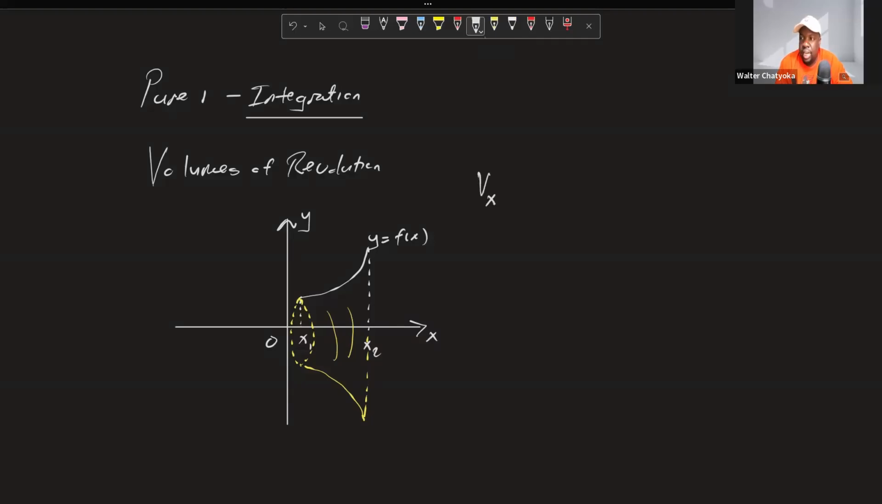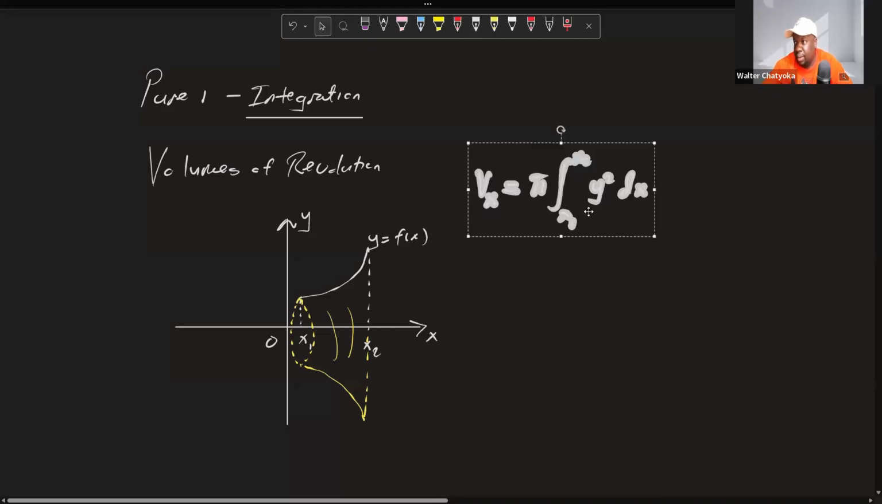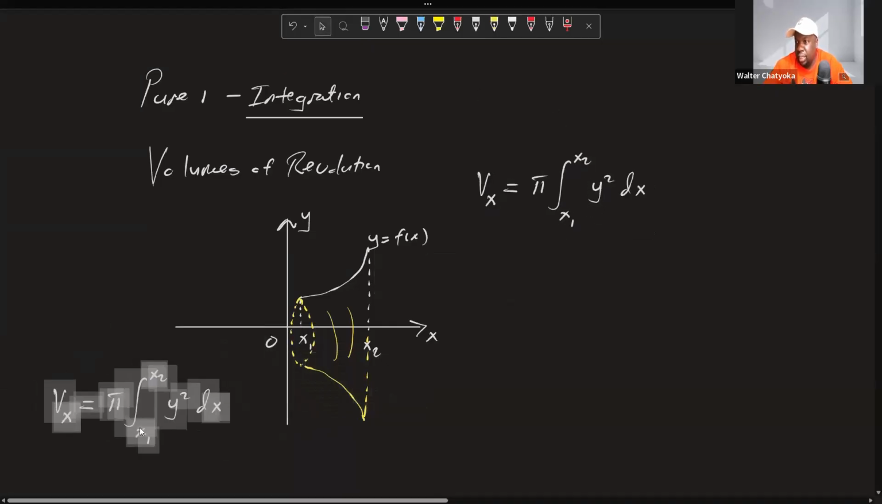So if you rotate through 360 degrees about the x-axis, you find the volume of the solid generated as pi times the integral from x1 to x2 of y squared with respect to x. So that is how we do it. And this is a very important formula.